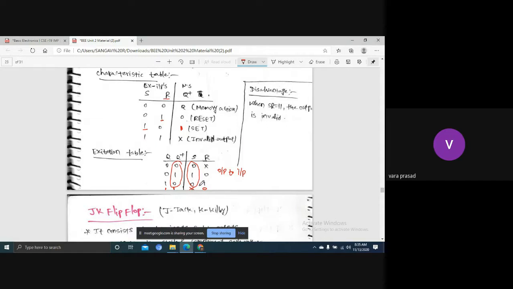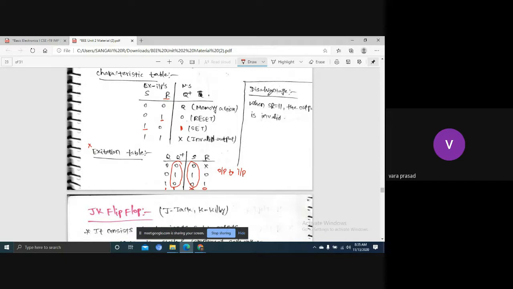Don't care, 0 1 0. Okay, this is the excitation table. You can remember this; maximum they won't ask.